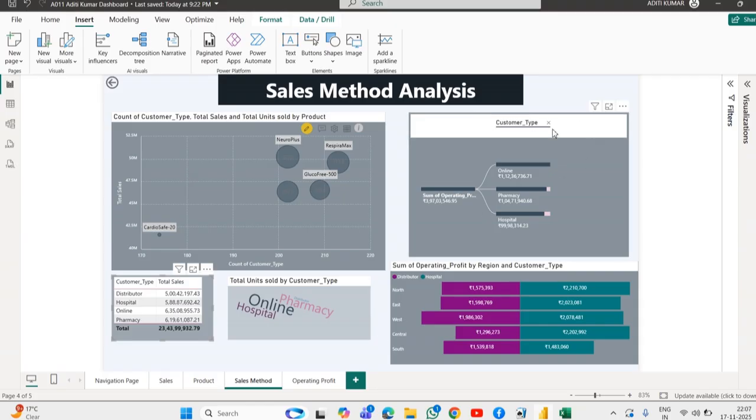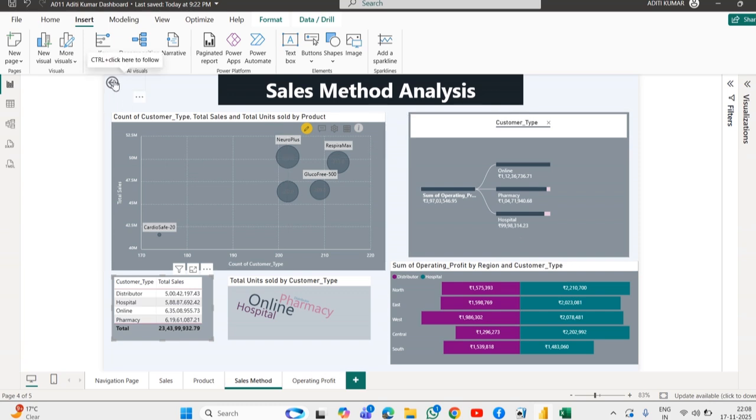So next is my demographic decomposition tree. Sorry, I have already explained it, that it helps in dividing the overall profit by the type of the segmentations. And last one is my tornado chart, which helps in the division of the operating profit by the region and the customer type. So this comes to an end of my sales method analysis.